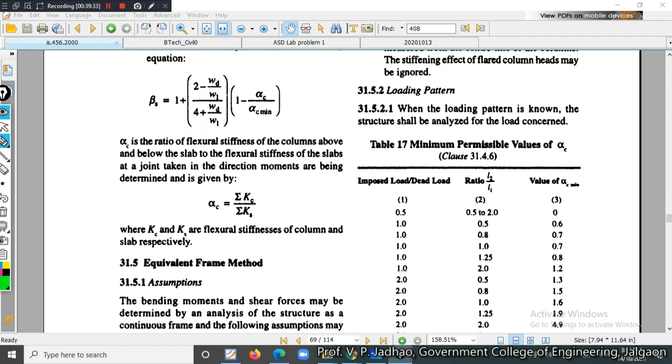Otherwise, depending upon the problem, you can omit this step also. Okay, we will continue with the problem.